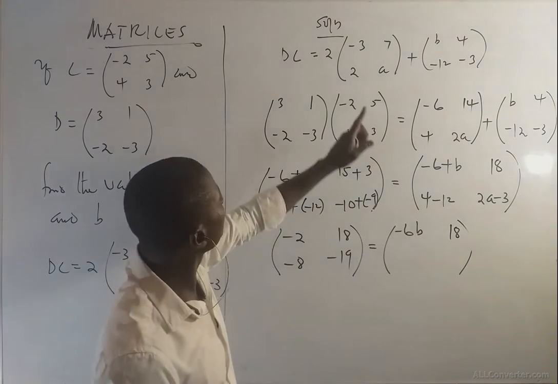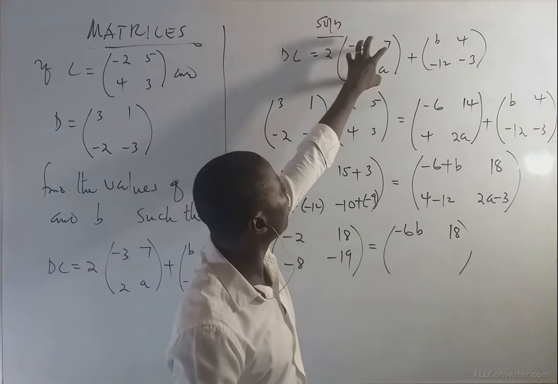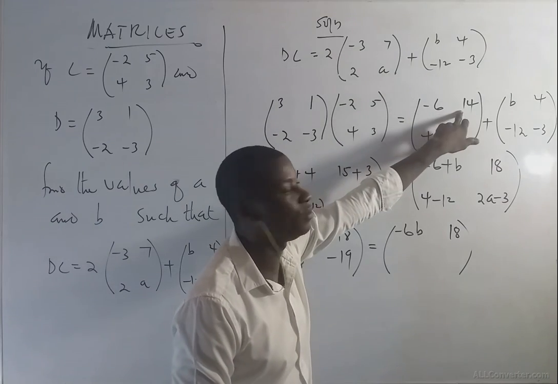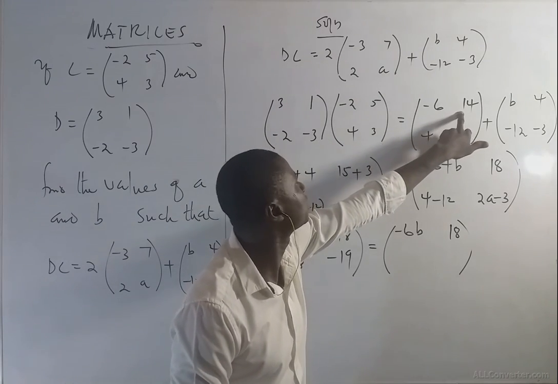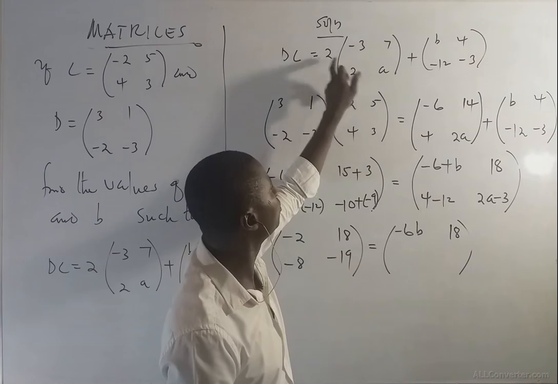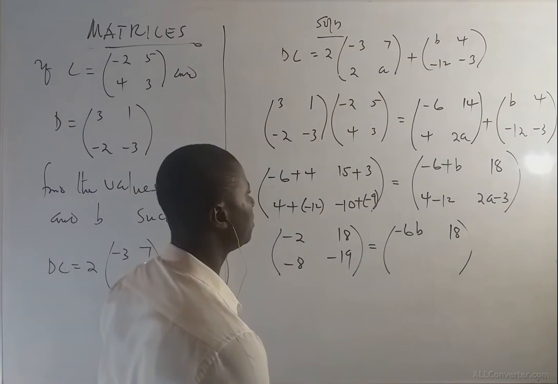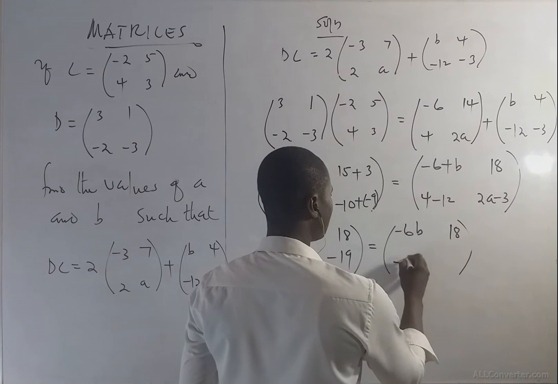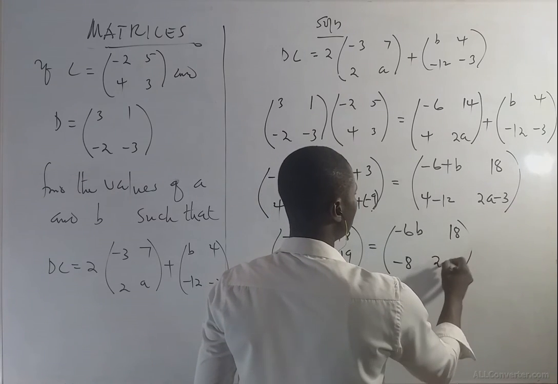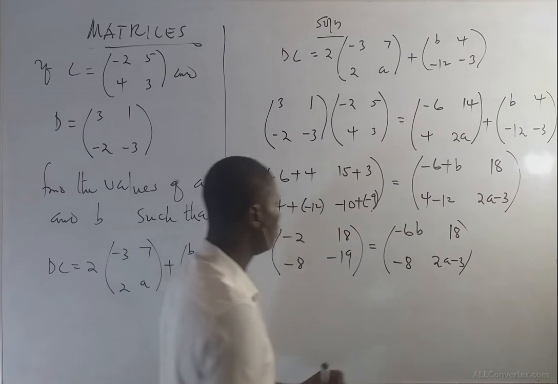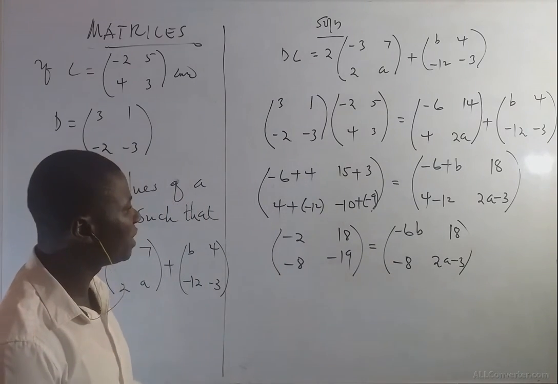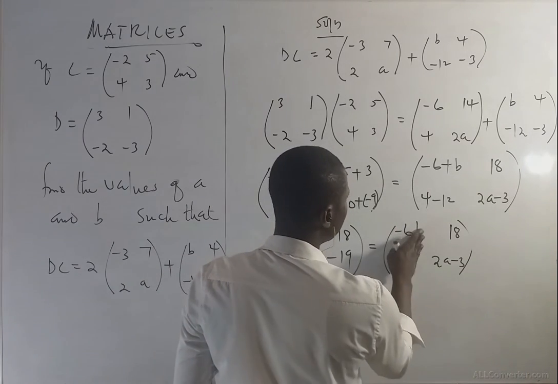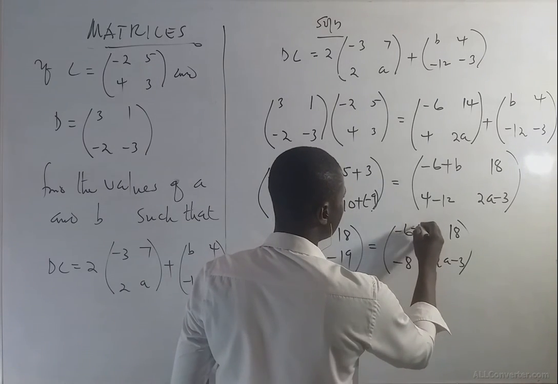Take note that on the right hand side, this 2 was multiplying all the terms. So 2 times minus 3 is minus 6. 2 times 7 instead of 14, we wrote 21. It's rather 14. And 2 times 2 is 4. 2 times a is 2a. Okay, so we are done with that. Then 4 minus 12 will give us minus 8. Then we have 2a minus 3. Okay, so when you look at these two matrices, you realize that the first element is minus 6 plus b, not minus 6b. Okay, so minus 6 plus b.